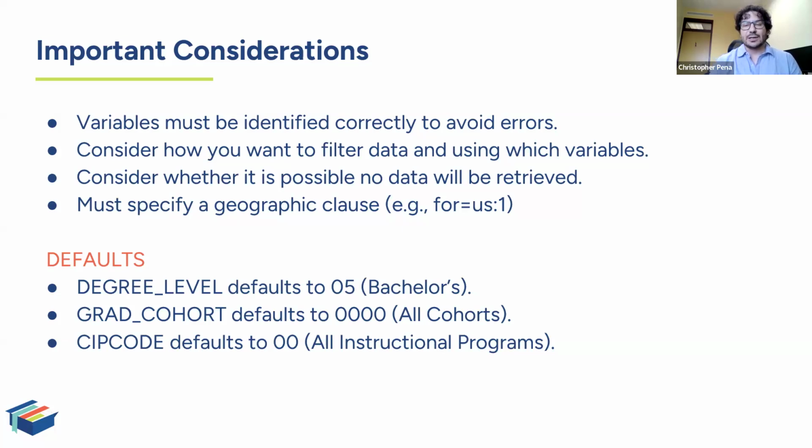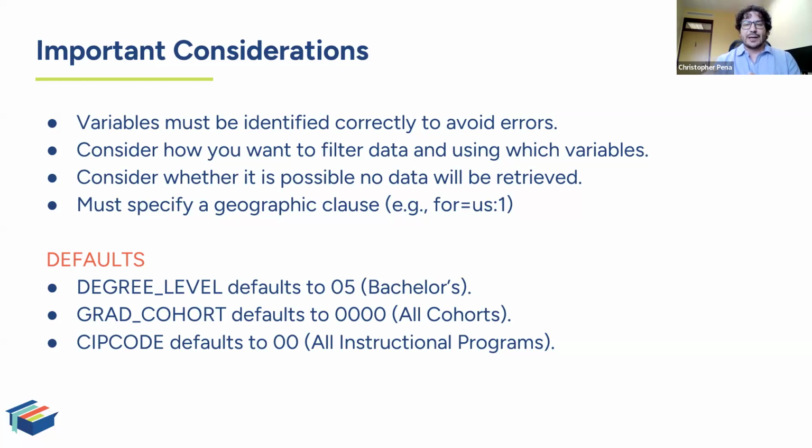You might want to consider that it's possible that no data will be retrieved. That doesn't mean that the API isn't working. It just means that there are no records that match the criteria that you defined. And typically you need to specify a geographic clause. For us, it's typically going to be the for clause, and in this case, US1, which is the whole United States.